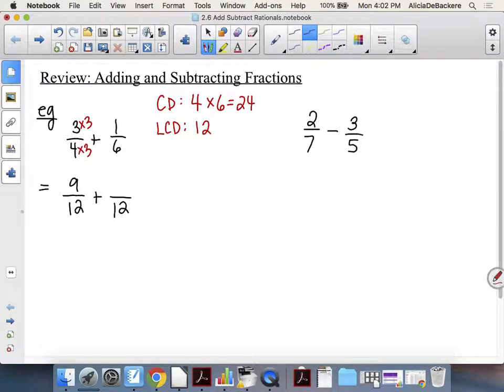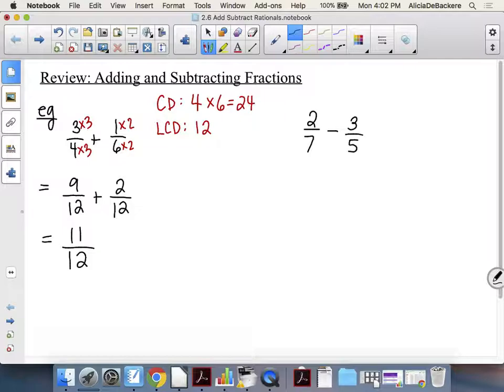And then moving to the second fraction, I had a 6. I want to change it to a 12. So I need to take the 6 and multiply it by 2. But if I multiply the denominator by 2, I need to multiply the numerator by 2. And so on the top, I get 2. Now that I have a common denominator, my denominator does not change. It is still 12, and I just add the numerators together. And so I get 11/12. That's my final answer. There's nothing I can do to reduce that.